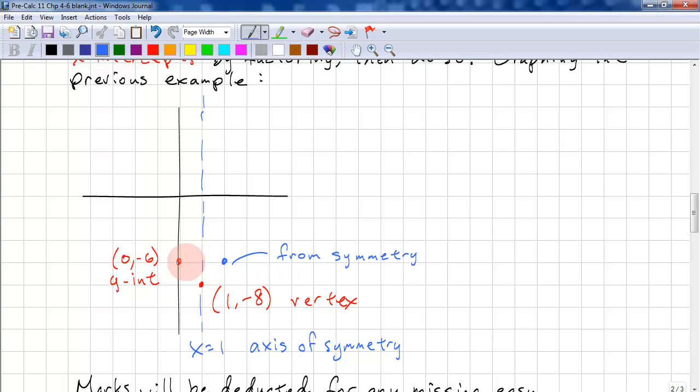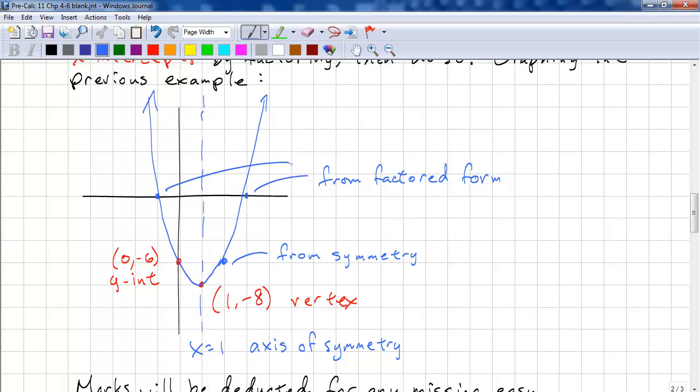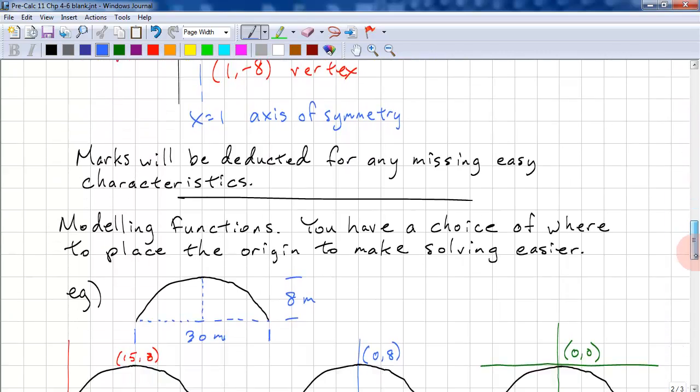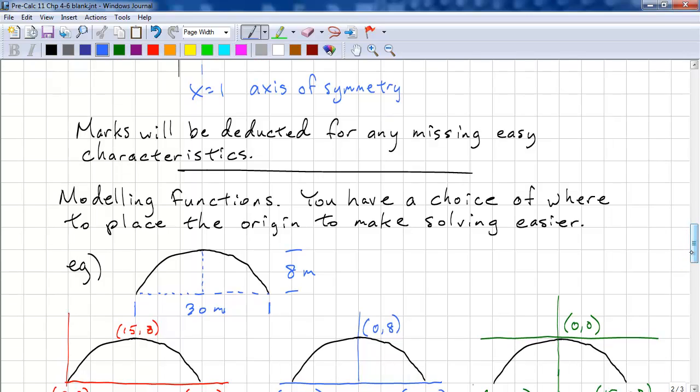So the distance from here to the axis of symmetry is the same as the distance from here to the axis of symmetry. And finally, from the factored form, we have these two intercepts. And then we just smoothly join the points. And that's about as much as you need to do for the graph. Marks will be deducted for any missing easy characteristics.